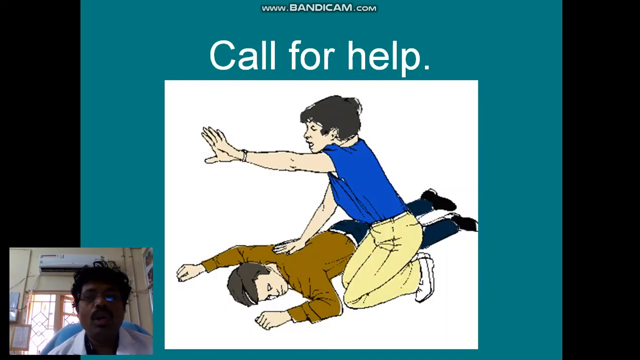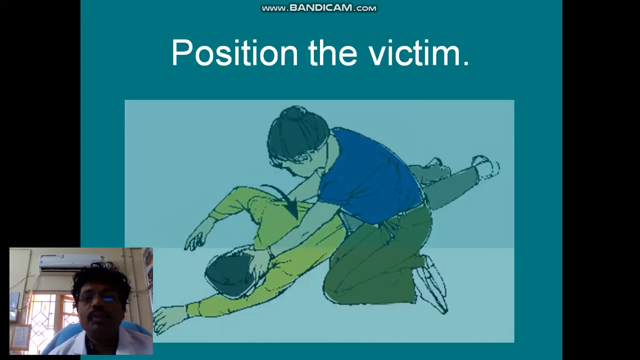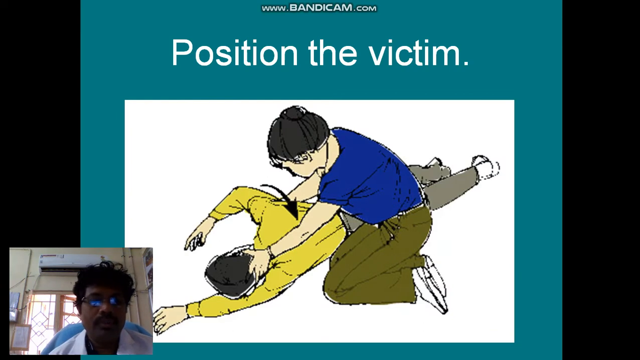This is actually a call for help. You can just raise your left hand to call for help, and with the right hand just touch the patient to feel and examine the patient's condition, and always make the patient into supine position. So turn the patient to the right side, and make the patient supine before giving CPR.